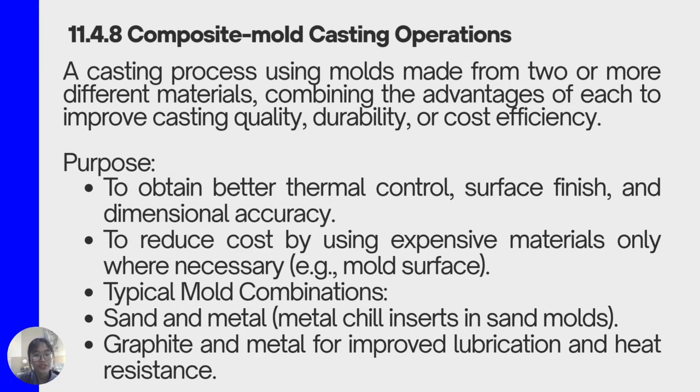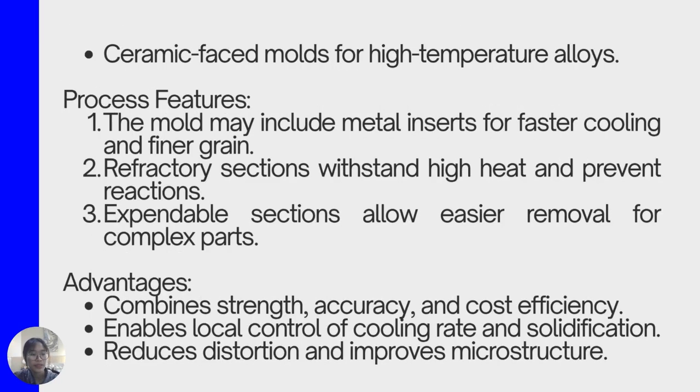Composite mold casting uses two or more different materials to make a single mold, combining the advantages of each material for better performance and cost efficiency. These materials can include metal, sand, graphite, or ceramic, depending on the requirement of the casting. For example, metal inserts, called chills, can be placed in a sand mold to accelerate cooling in specific regions, refining the grain structure and improving strength locally.